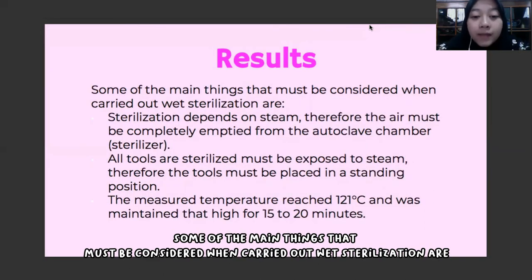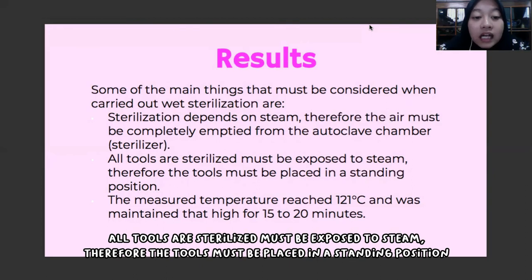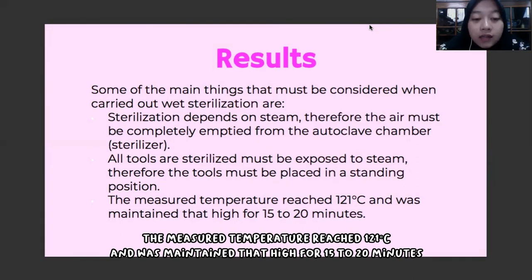So, some of the main things that must be considered when carrying out sterilization are: first, sterilization depends on steam. Therefore, the air must be completely emptied from the sterilizer. Second, all tools that are sterilized must be exposed to steam. Therefore, the tools must be placed in a standing position. Third, the measured temperature reached 121 degrees centigrade and was maintained that high for 15 to 20 minutes.